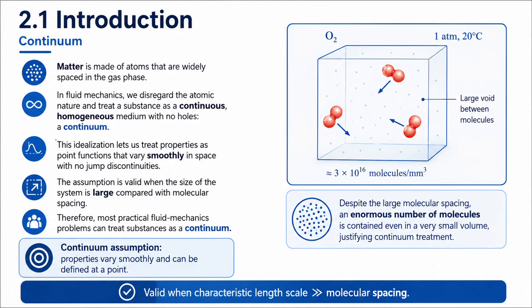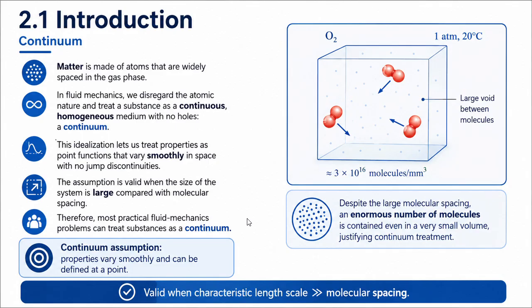Here we introduce the continuum assumption. In reality, matter is made of atoms and molecules. In gases, especially, the molecules can be widely spaced. But in most engineering problems, we do not track individual molecules. Instead, we treat the fluid as a continuous medium. That means properties like pressure, density, temperature, and velocity are assumed to vary smoothly from point to point. This is called the continuum assumption.